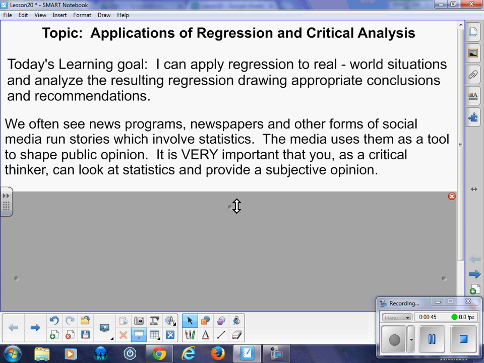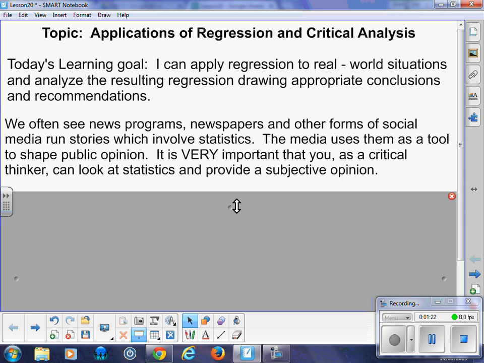We see programs, whether it's news or social media, that have stories, and they put statistics in there for us to support their arguments. Now, you've got to be very careful because the media uses it to shape public opinion. And I'm not saying that the media is malicious or trying to twist us to come around to believe what they want to believe, but the statistics can easily be misinterpreted when they're being presented, or someone that's not familiar with statistics can look at a piece of statistics and draw the wrong conclusions.